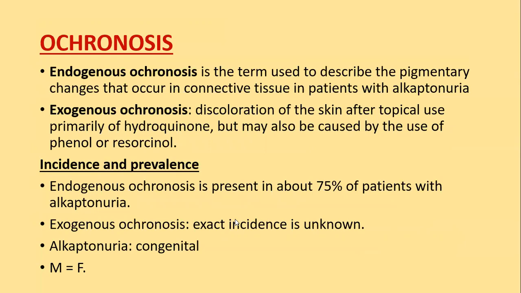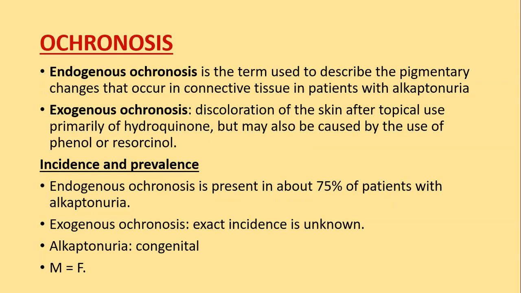Ochronosis. Ochronosis is of two types, the endogenous and exogenous. And endogenous ochronosis is a term which is used when in combination with alkaptonuria. It is a pigmentary change that occurs in connective tissue in patients with alkaptonuria. Exogenous ochronosis is discoloration of skin after the topical use of strong hydroquinones.